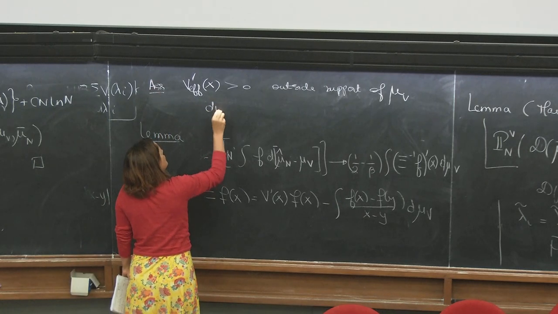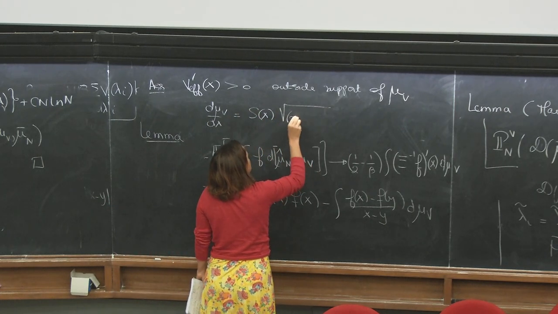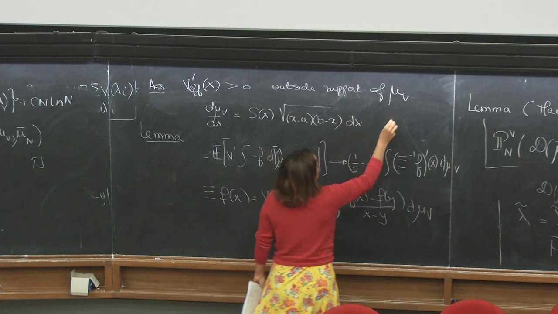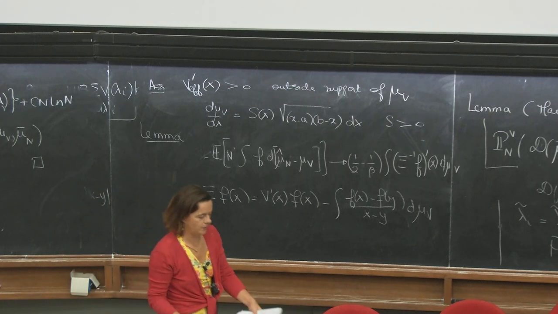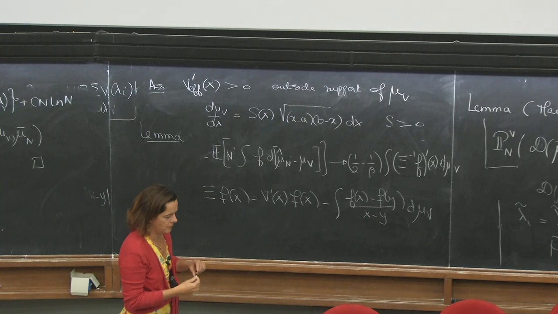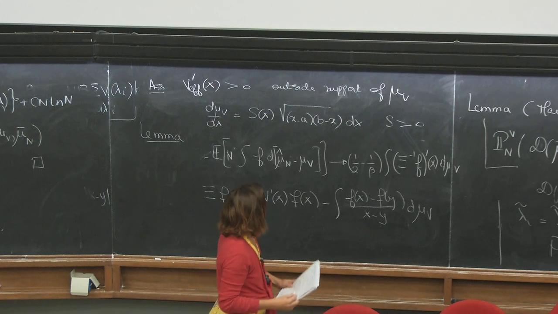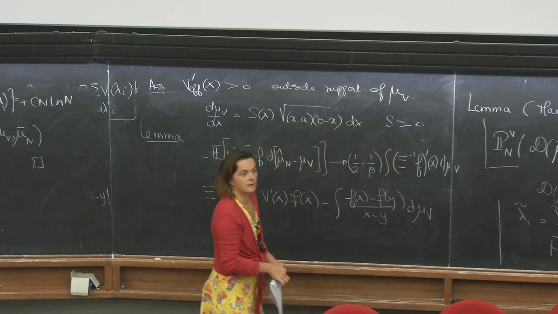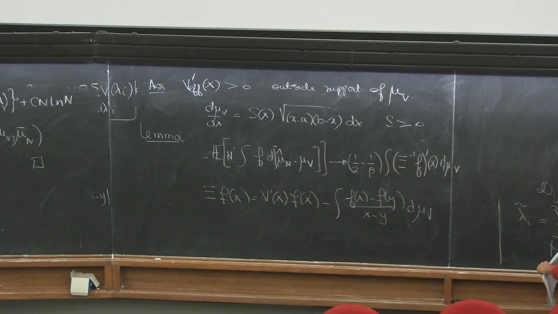And I will make this assumption that mu v is off critical, so it can be written as something like this, where S is strictly positive. So what you really need is strictly positive in the neighborhood of the support AB, but let me assume it's strictly positive everywhere. And again, V and F will be smooth enough. So the main point of this assumption is that we can indeed show that this operator is invertible, which is a crucial step to solve the Dyson-Schwinger equations.